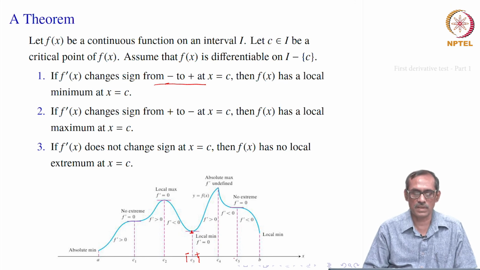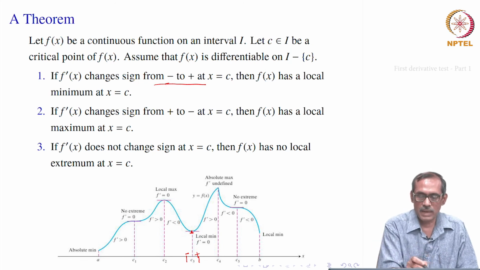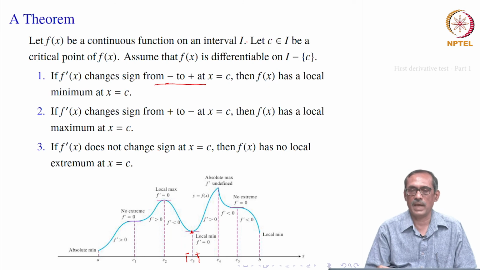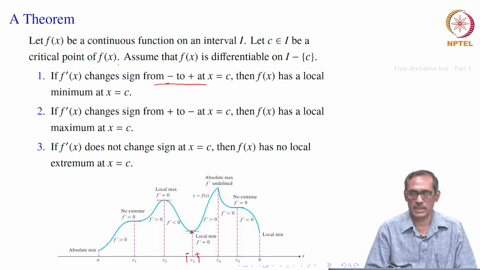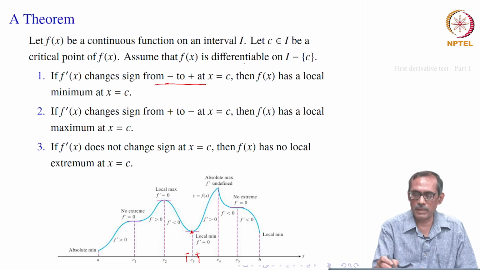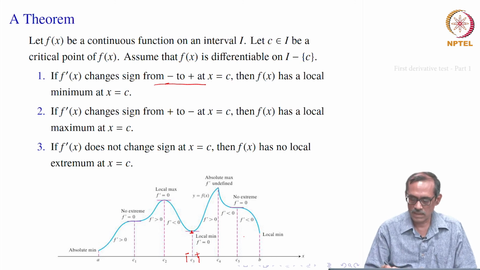So, what are the conditions for this to be satisfied? Of course, all this analysis will be correct provided we have continuity, differentiability and so on. So, we should formulate that. Let f(x) be a continuous function on an interval I. Let us say c belongs to I be a critical point of f(x). Now, assume that f(x) is differentiable everywhere except possibly at c. If at c it is not differentiable, that is also a critical point, right. So, at least on I minus c it should be differentiable.